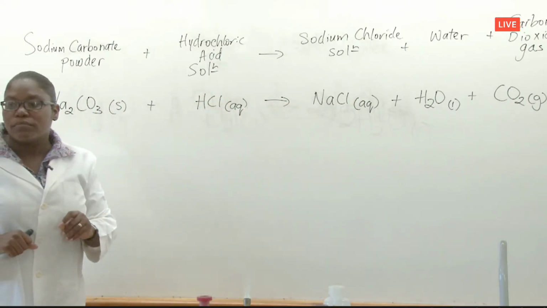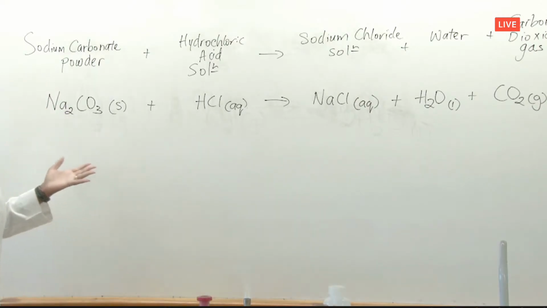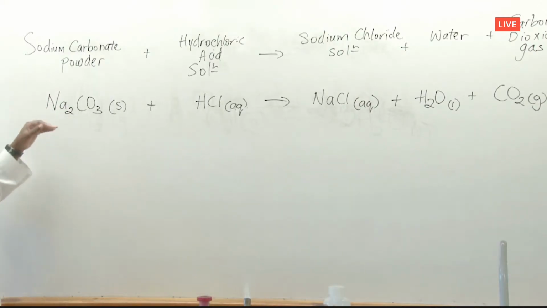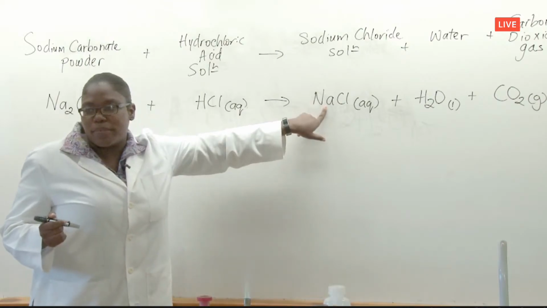So what are we going to do? Balance them. So we're going to place, let's start with the sodium. That's the easiest one. So we have 2 sodiums here. How can I get 2 sodiums over here?